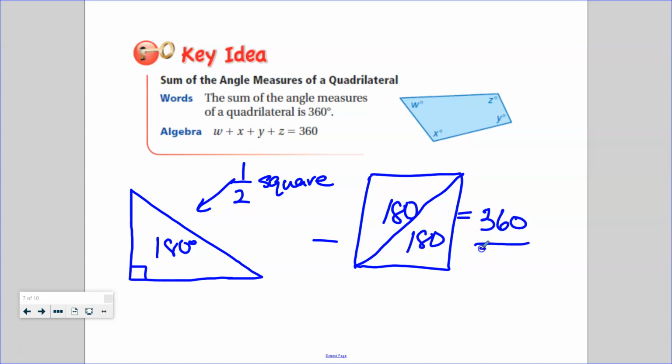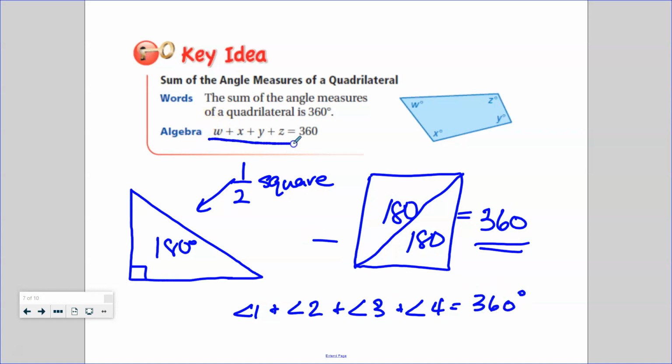Okay, so all quadrilaterals will add up to be 360 degrees inside. So all four angles, right? So angle 1 plus angle 2 plus angle 3 plus angle 4 equals 360 degrees, right? And they labeled that up there like that with algebra with the different terms. So each angle will add up to be 360 degrees.